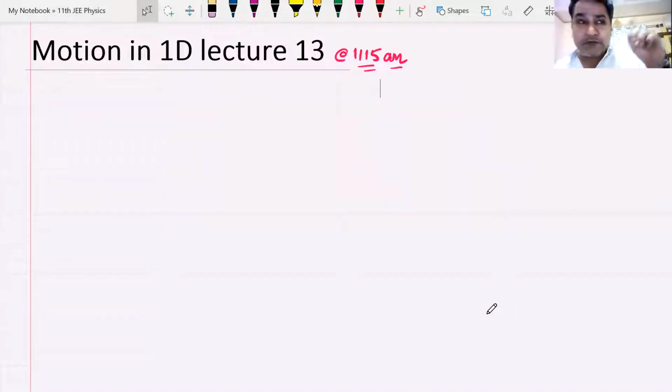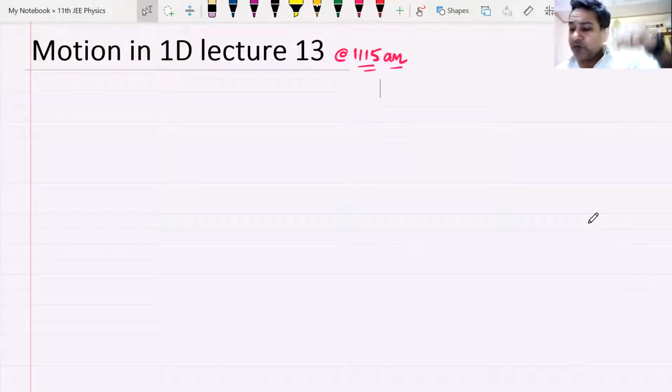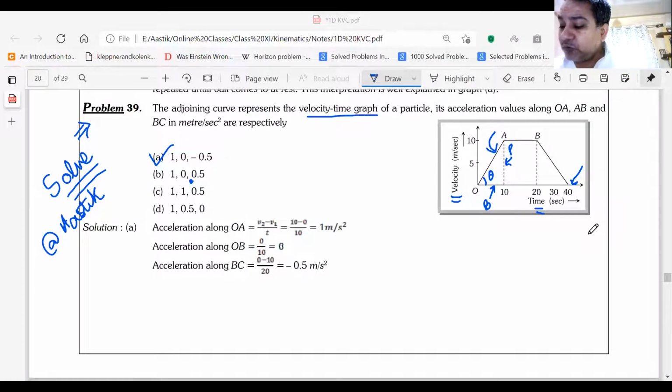So basically, what we were talking about in that question was we were finding out the slope from O to A. From O to A, what was the slope? We had found out the slope from O to A. The perpendicular was equal to 10. The base was equal to 10. And then we had the answer as 1. Yes, Karthik, the angle was 45 degrees. So the acceleration was equal to plus 1 meter per second square. Everyone understood this?